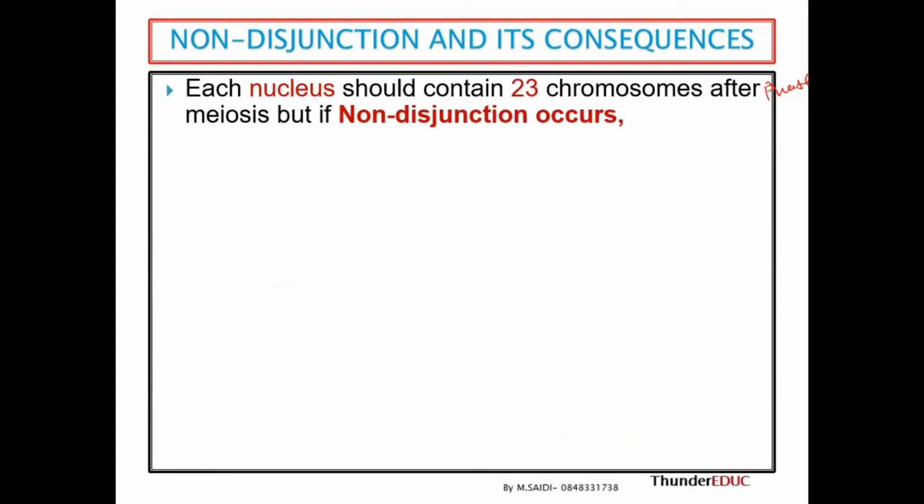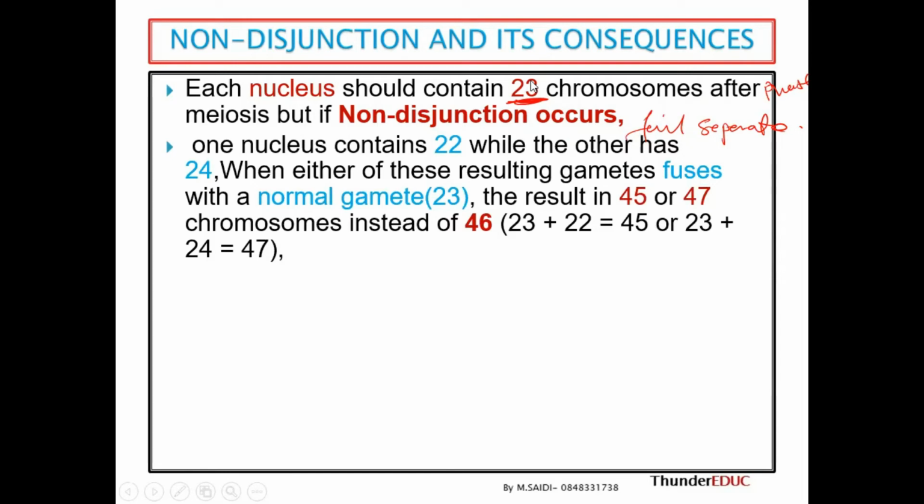We are saying that in a human cell, each nucleus must contain 23 chromosomes after meiosis. But if non-disjunction occurs, it means that the chromosomes fail to separate. That's what you call non-disjunction during anaphase. If the chromosomes fail to separate, then this number of 23 will not be brought about. So what happens in non-disjunction?